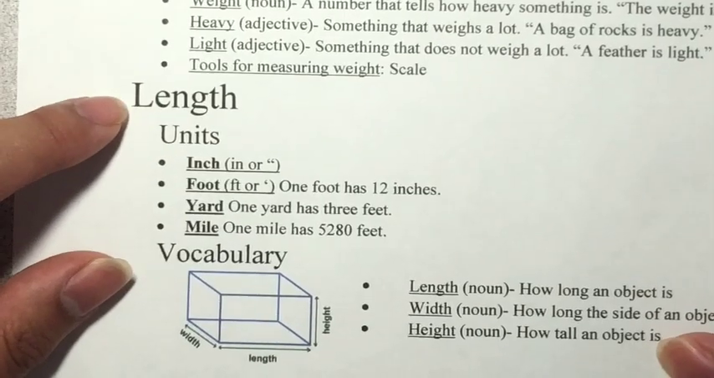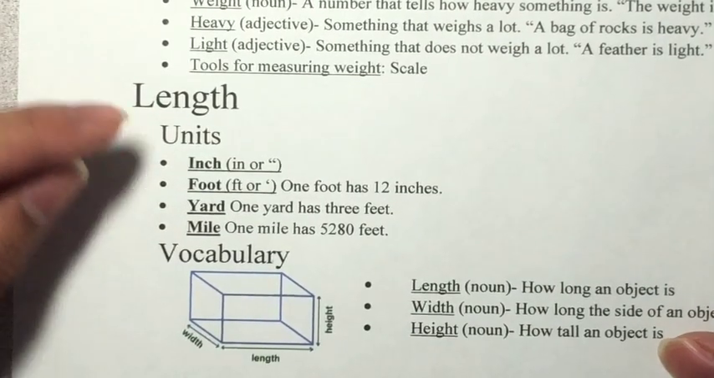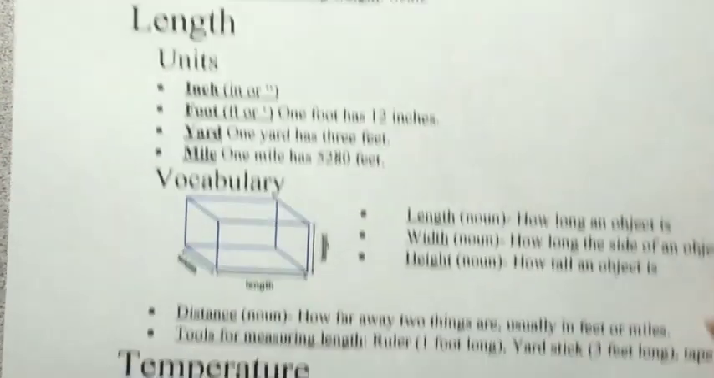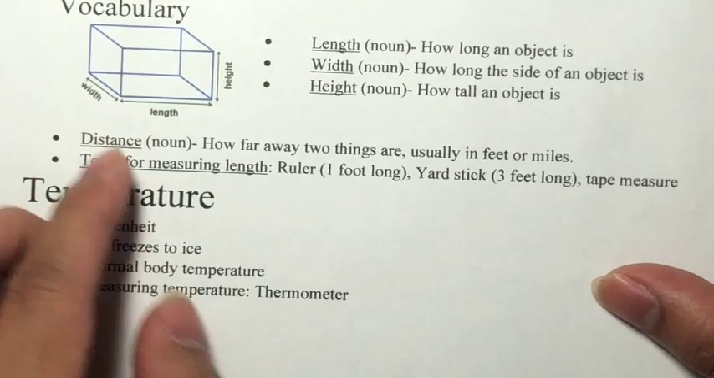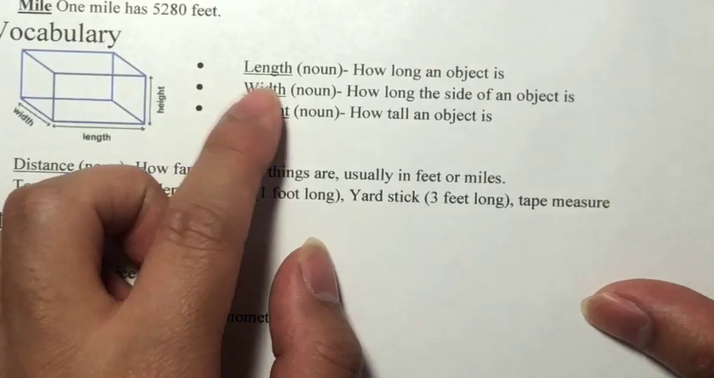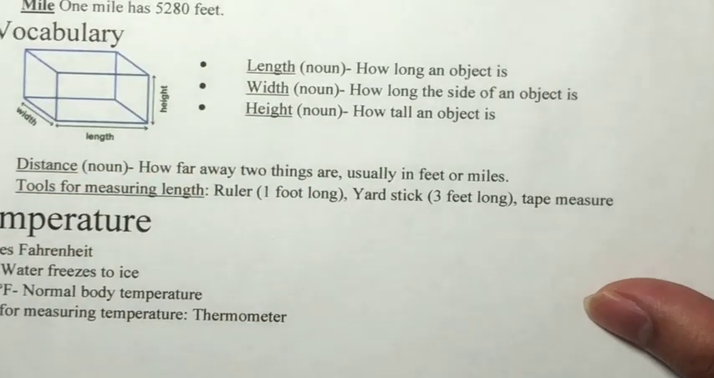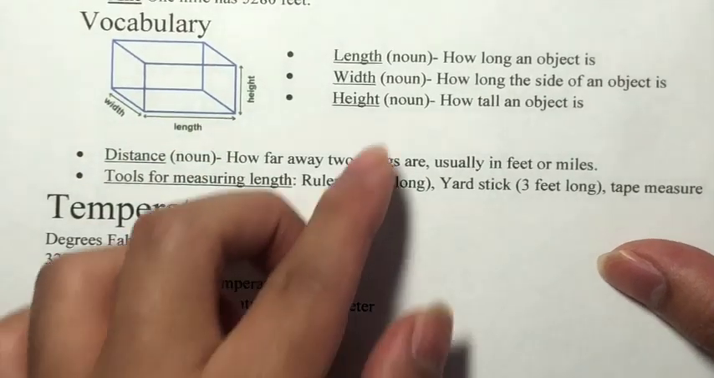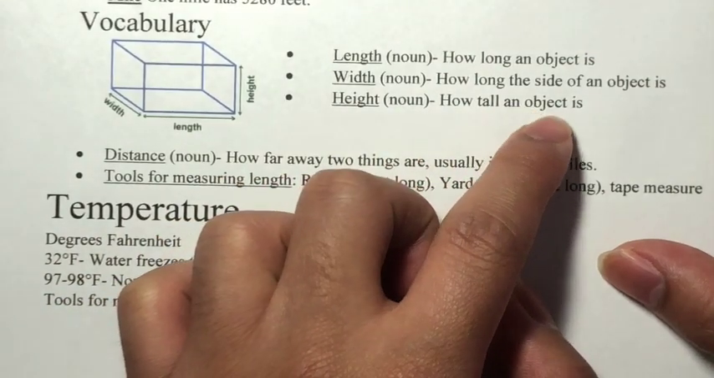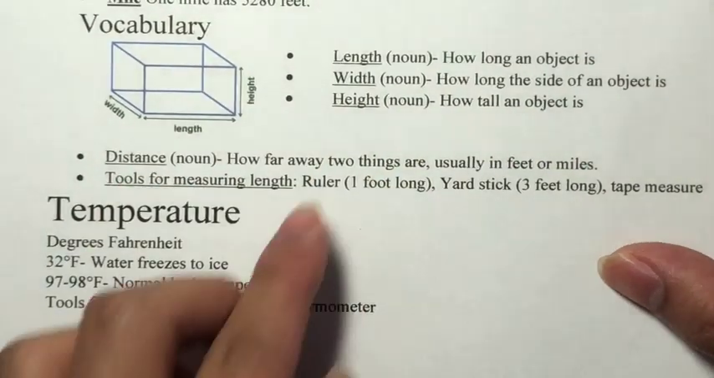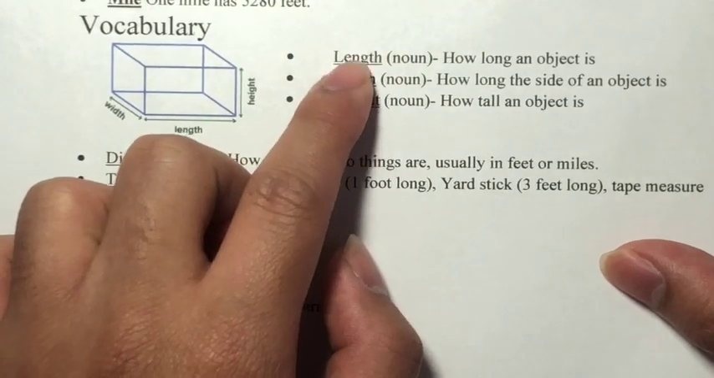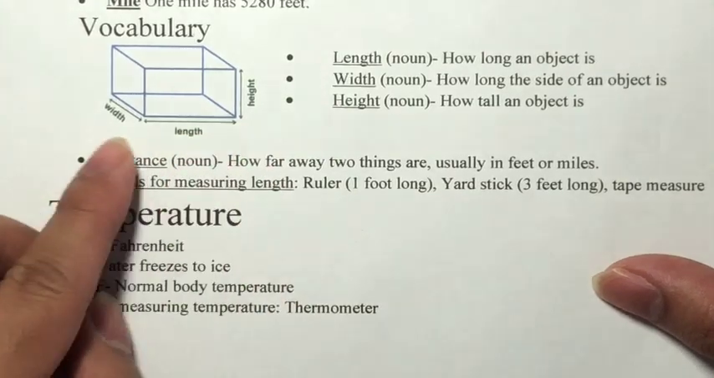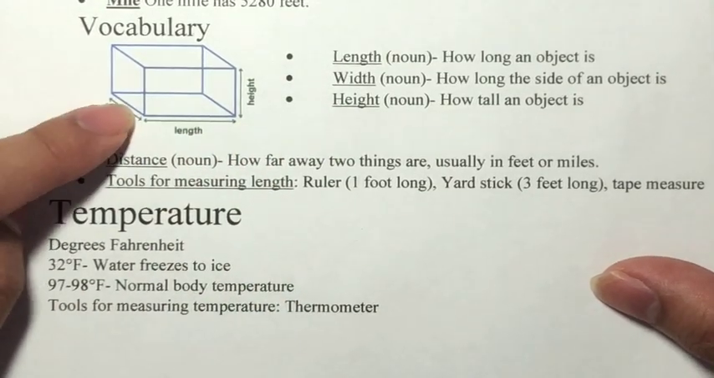Up next we have length. The units for length are inch, foot, yard, and mile. Some more vocabulary. We have length, width, and height. So here we have a box showing length, width, and height. Height is how tall an object is. This is the height. The length and the width, they are kind of the same. The length is how long something is, and the width is how long the other side is.